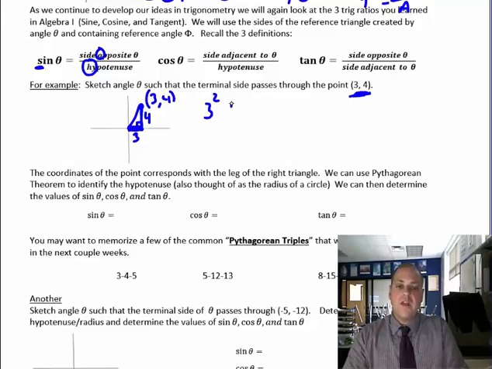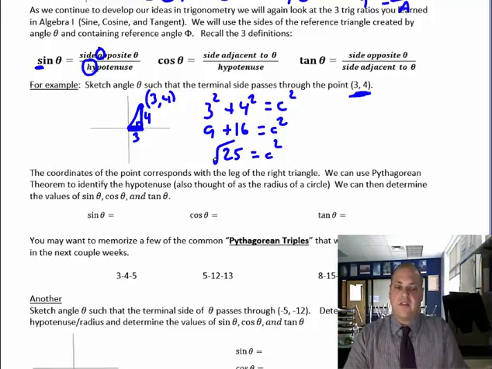3 squared plus 4 squared equals c squared. Remember, a squared plus b squared equals c squared, the Pythagorean theorem. So this is 9 plus 16 equals c squared. 25 equals c squared. And then we take the square root, and c is 5. So we know that the hypotenuse of our reference right triangle is 5.